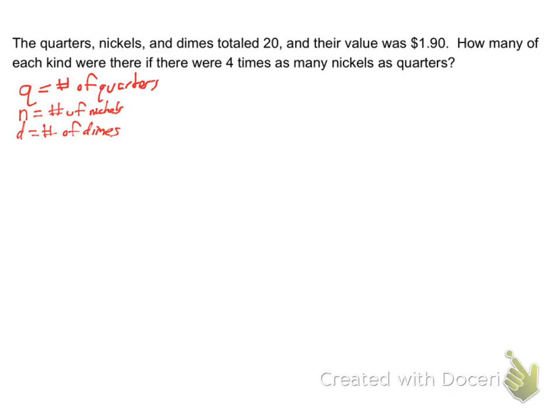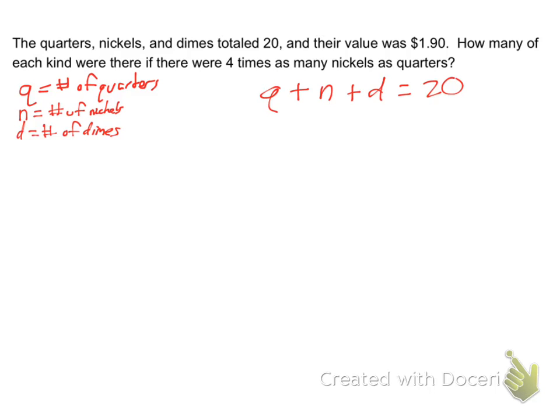What's so special about the quantity of the quarters, the nickels, and the dimes? They equal 20. So Q plus N plus D is equal to 20. The total number of coins is 20. You can't have more. You can't have less.